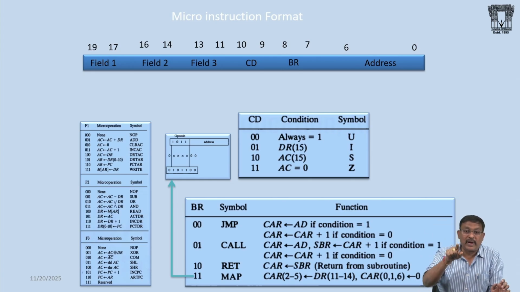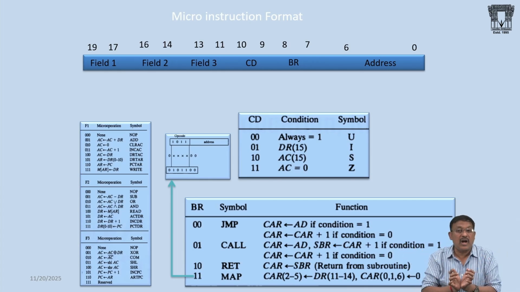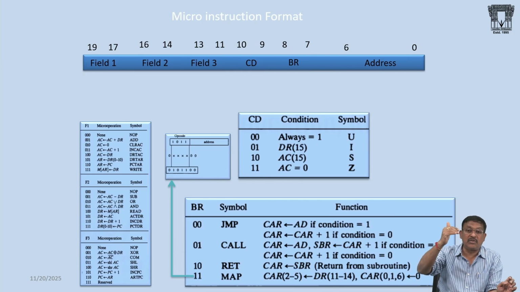Otherwise, you can neglect the branch bits. Based on the condition being unconditional, jump to the address bits. If the test condition fails, that means the condition is not true, so jump to the next address in the sequence. Now look at the branch bits. If branch bits are 0, 0, jump to the specified address.